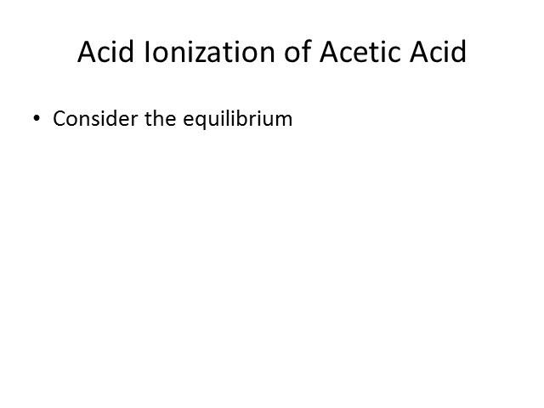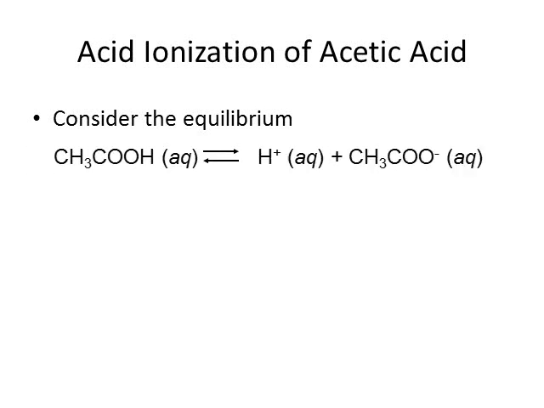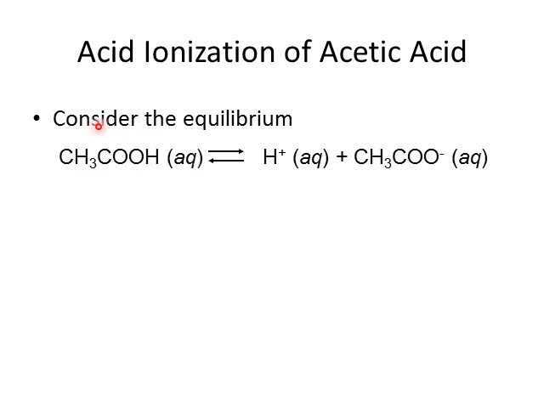So, what we want to do now is to look at what happens with the acid ionization of acetic acid. And you probably know by now that this is the reaction that occurs. You have CH3COOH, acetic acid, undergoing ionization, and this is a weak acid, so this is an equilibrium. And so you get H+ and the conjugate base.